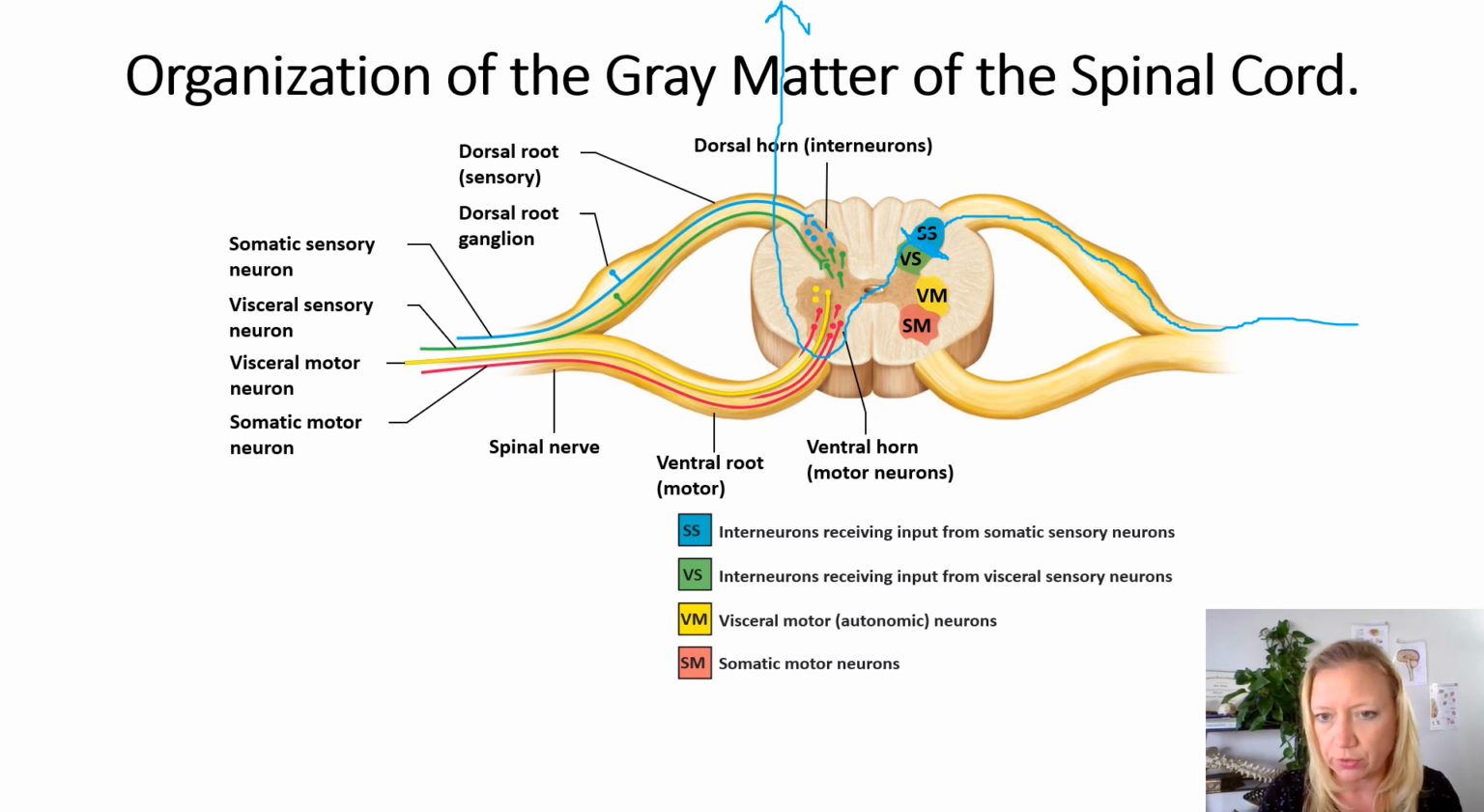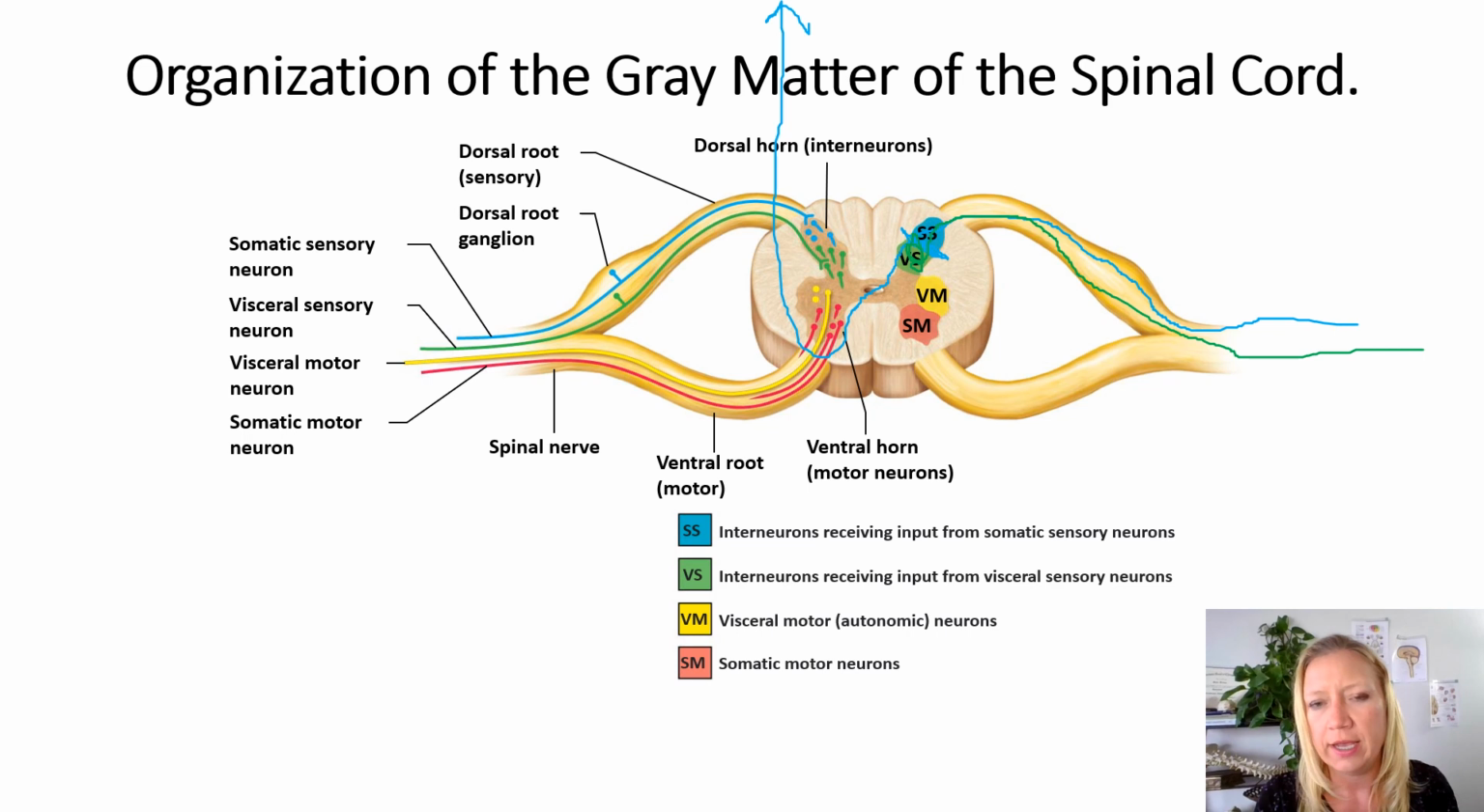Or maybe it's visceral sensory coming in. Oh, my stomach is distended. Really, it's usually the patient's intestines that are distended. It's going to synapse here and then go up its pathway there.